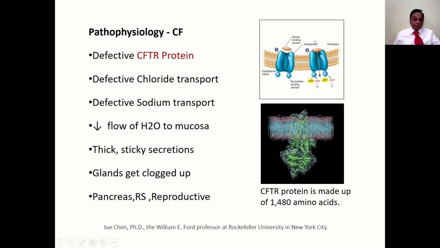It clogs the ductules of the glands, and that is what happens. Most of the glands, particularly the intestinal glands, and as well as the respiratory system. In the respiratory system, the mucosa is made up of a mucociliary blanket that also becomes thick secretions. All these things manifest as a disease. Can you see that? This is a very beautiful diagram from the Rockefeller University of cystic fibrosis. This protein has domains. It contains 1480 amino acids that all make together the chloride channel.